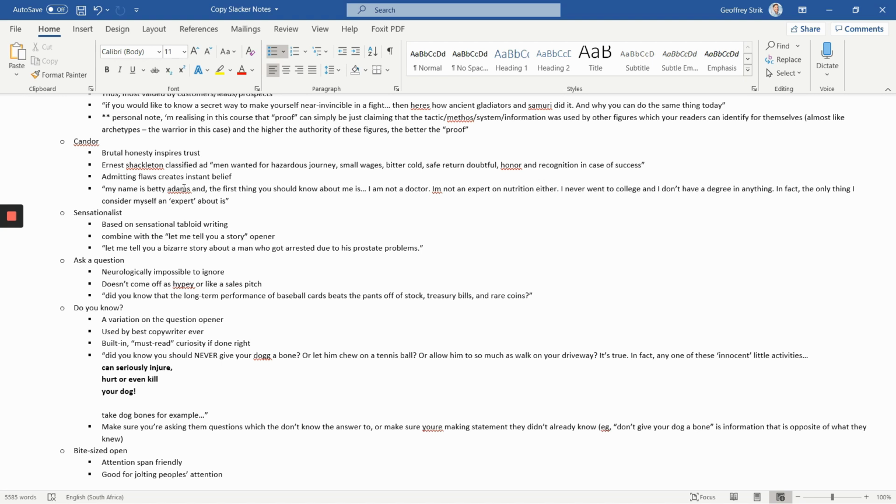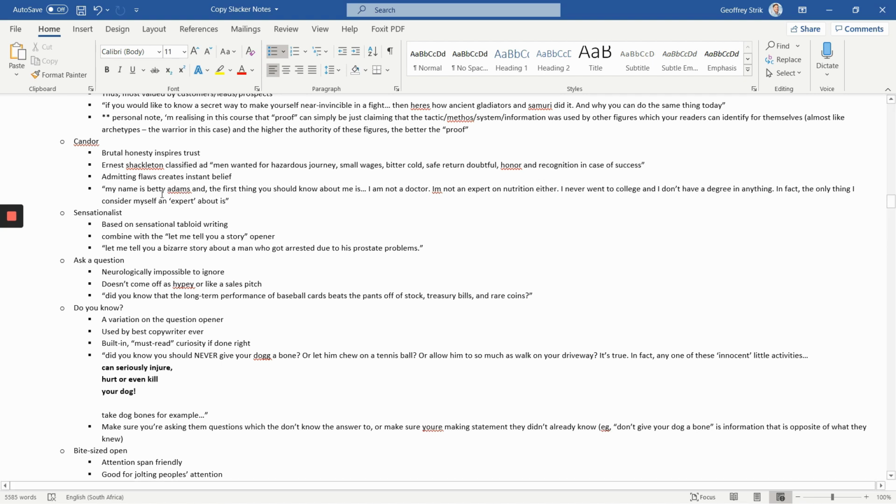The next paragraph opener template is ask a question. It's neurologically impossible to ignore. Doesn't sound as hypey or sales pitch. Did you know that the long-term performance of baseball cards beats the pants off of stock, treasury bills, and rare coins? So once again, you're making a claim, but it's positioned as a question, and it's impossible to ignore simply because it requires a response.